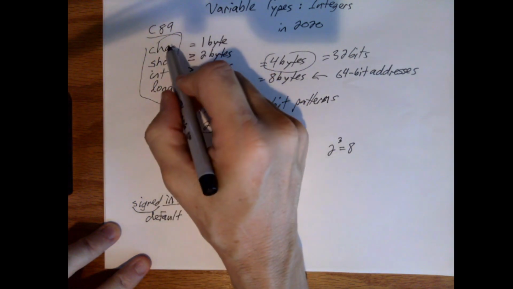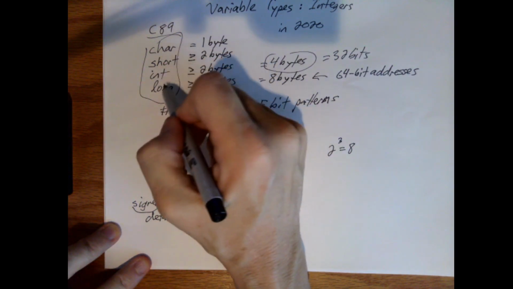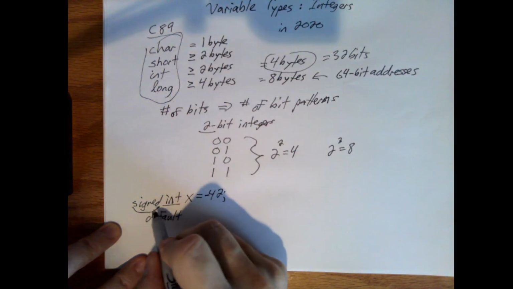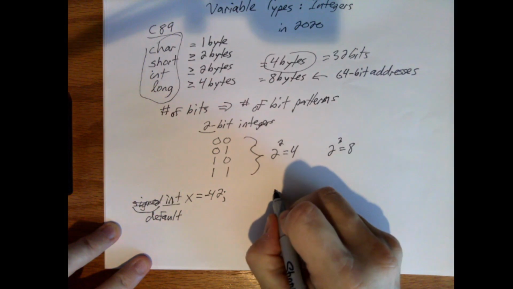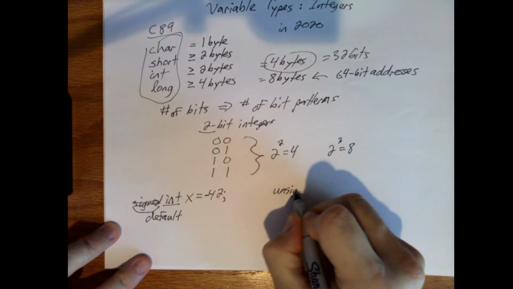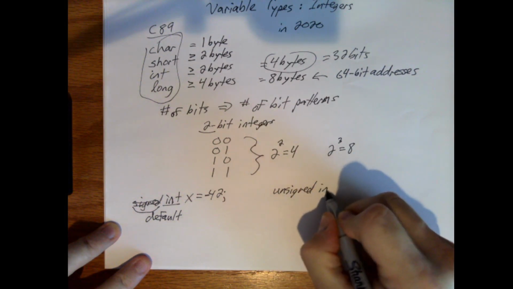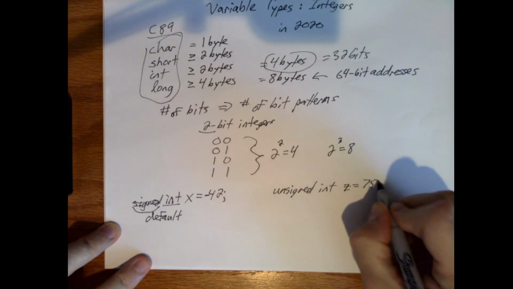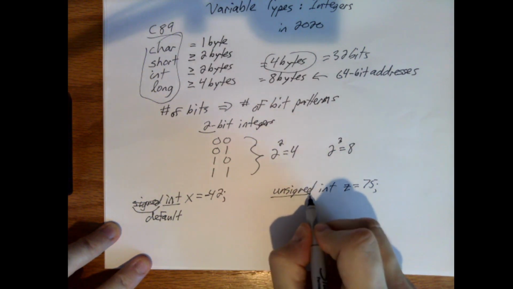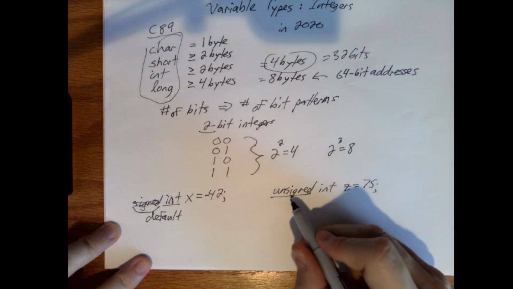For each of these, if I write char something, short something, int something, or long something, it's automatically a signed type, so I don't really need to do this. However, I could also do this, unsigned int, say z is equal to 75. Now, by writing this, I'm saying z cannot represent negative numbers.